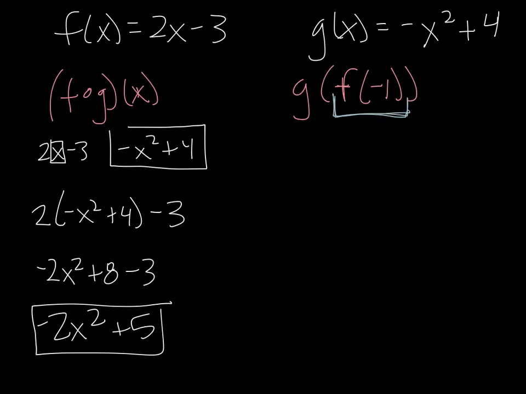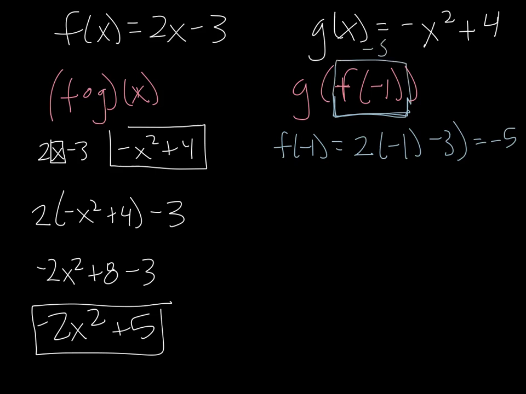And over here, I'm first going to evaluate this. So this one started with an x. So my answer had an x in the answer. This one starts with a number. I should get a number out. So first looking at my function of f at negative 1. So here's my function of f, and this is saying x is equal to negative 1. So you plug negative 1 in for x. So this will give me a negative 5. Negative 2 minus 3 is a negative 5. So this whole thing is equal to negative 5.